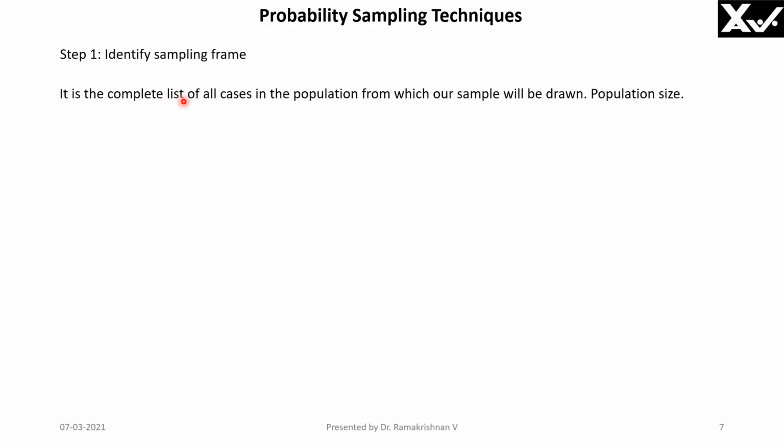Step 1, identify the sampling frame. It is a complete list of all cases in the population from which our sample will be drawn. So this is represented by capital letter N.